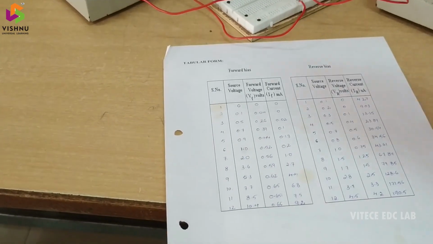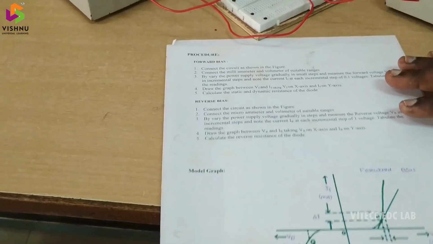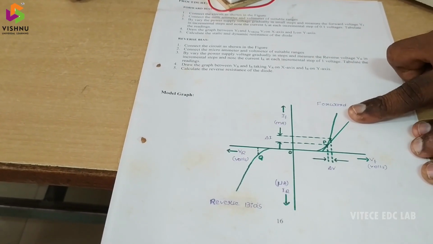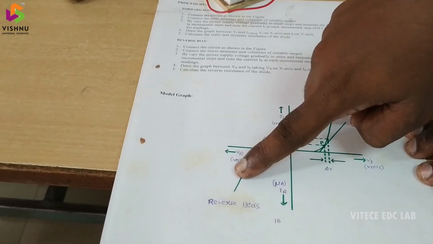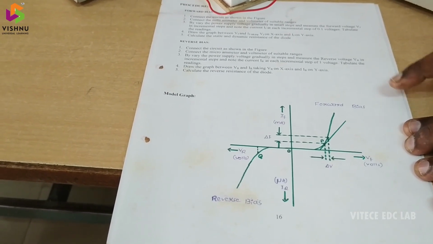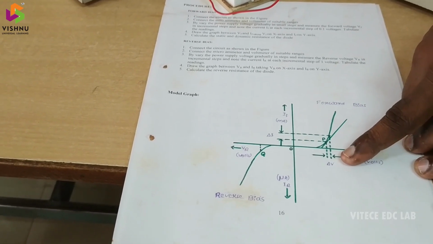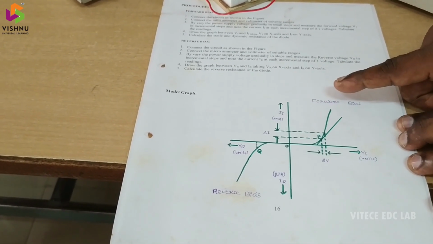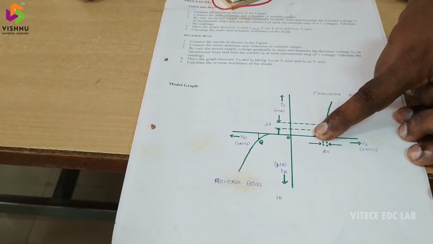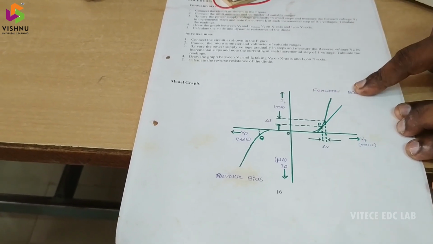Now, if you draw the graph for these two cases, then we get characteristics like this. In the first quadrant we get the forward characteristics, and in the third quadrant we get the reverse characteristics. I already told you the forward resistance is very less. That's why a very small change in voltage creates a very large change in the current. Up to a certain minimum voltage, the current flowing through the diode is 0. That voltage is the cut-in voltage.